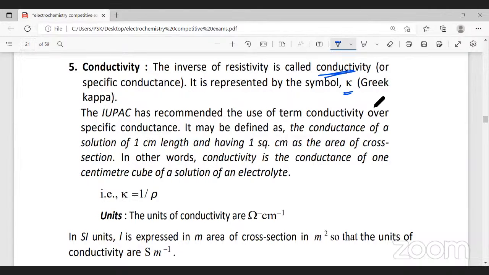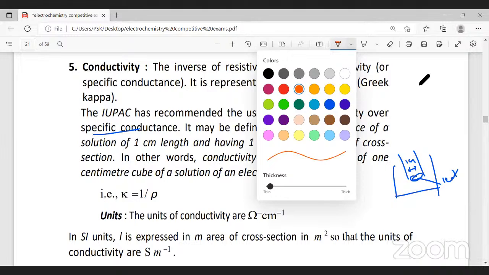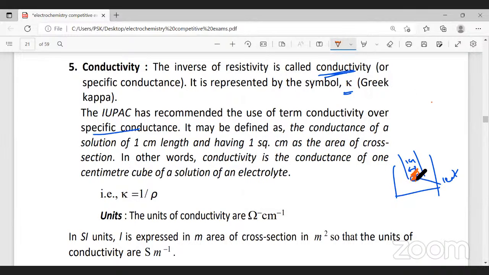It may be defined as the conductance of a solution of 1 centimeter length and having 1 square centimeter as the area of cross section. In other words, conductivity is the conductance of 1 centimeter cube of a solution of an electrolyte. For example, if I have two electrodes like this, the distance between the electrodes should be 1 centimeter and the area of cross section should be 1 centimeter square. So the conductivity of the ions present only in this region is called specific conductance. We are not worried about the conductivity outside this area.